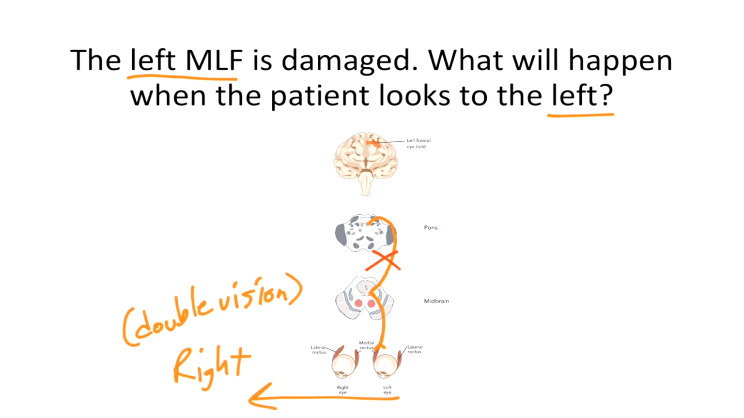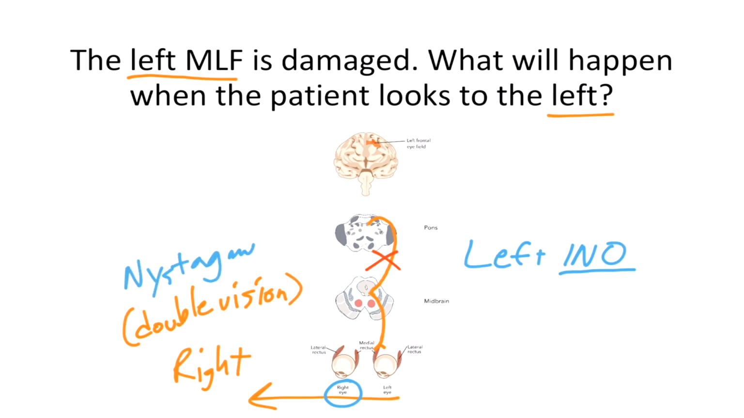This means that this patient has a left INO, or left internuclear ophthalmoplegia. Also, the right eye will be overstimulated in an attempt to correct this left INO. So the right eye will demonstrate nystagmus, or repetitive uncontrolled movements.